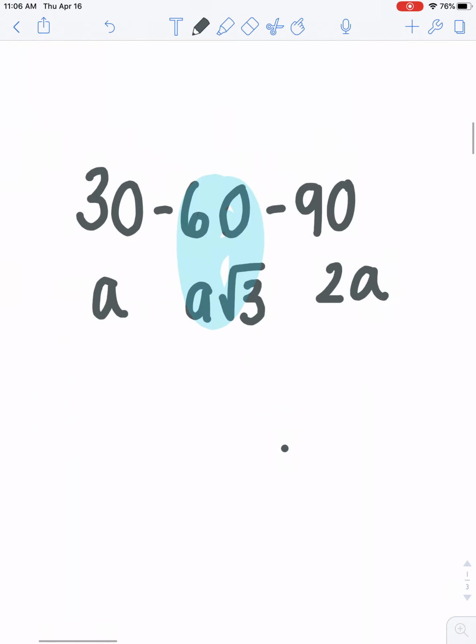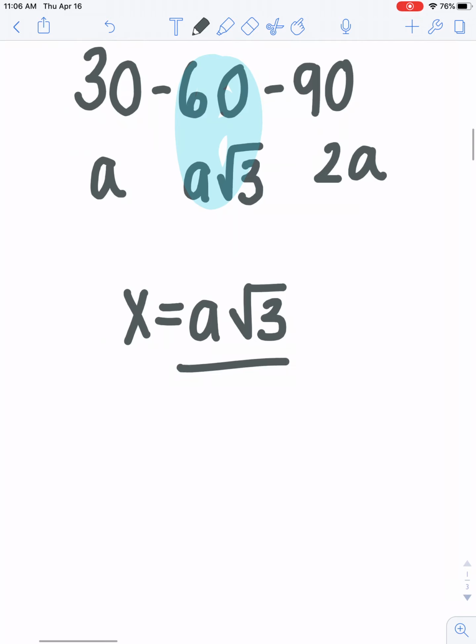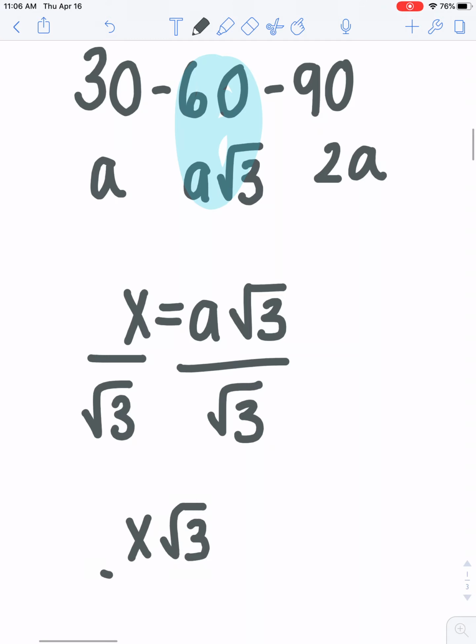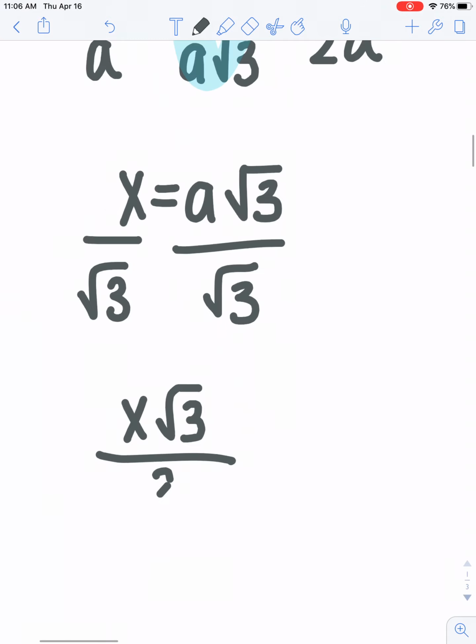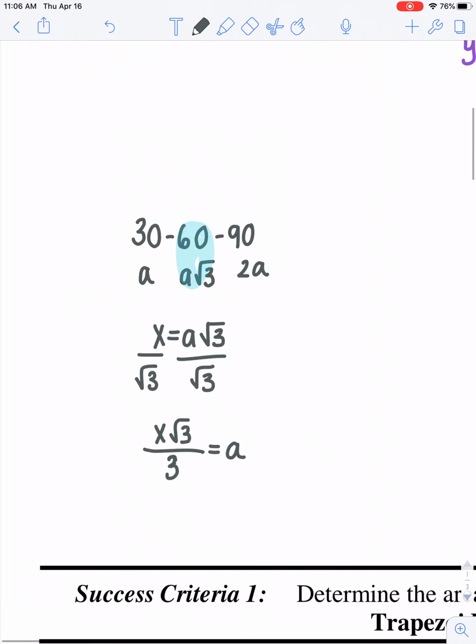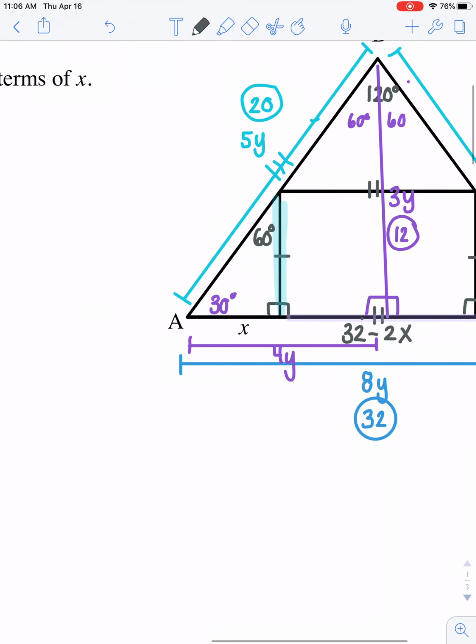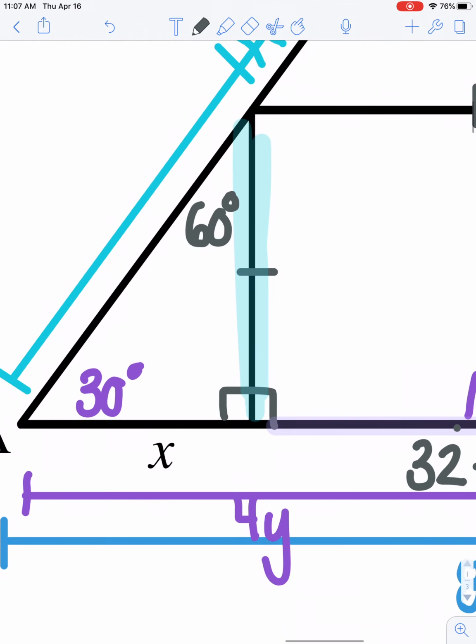Well, they gave us the side across from 60. They said the side across from 60 was x, so it's equal to a root 3. We then divide both sides by the square root of 3, and then we get that x root 3 over 3 is equal to a, otherwise known as the side across from 30 degrees. So if we look at our diagram, that was the height that we needed. So our height is x root 3 over 3.